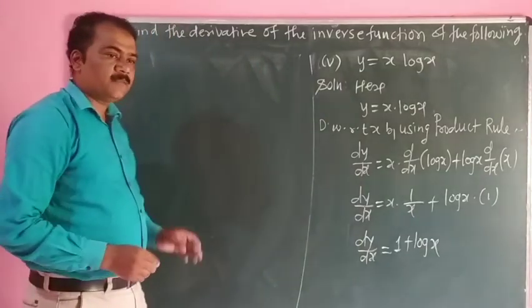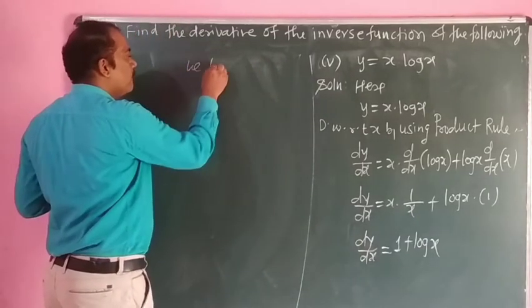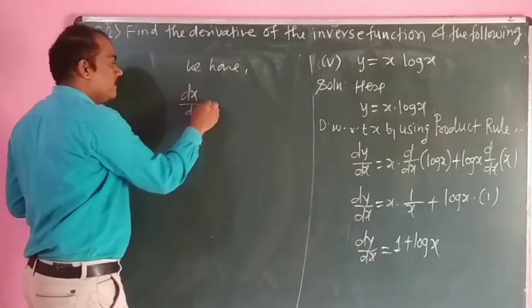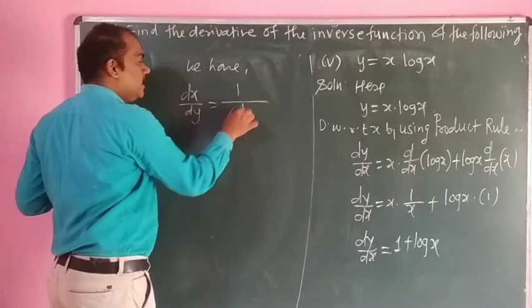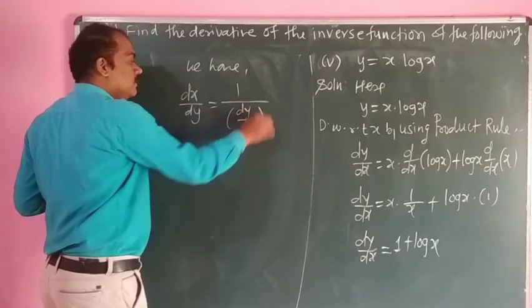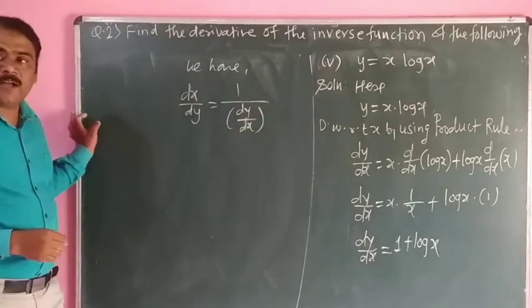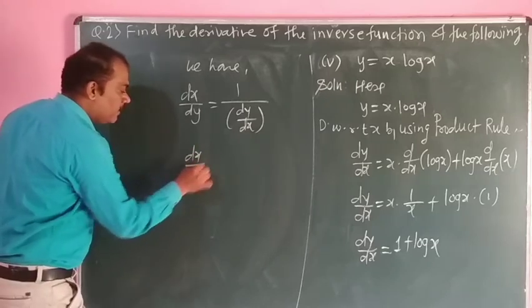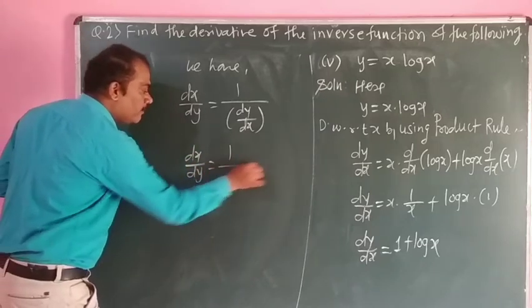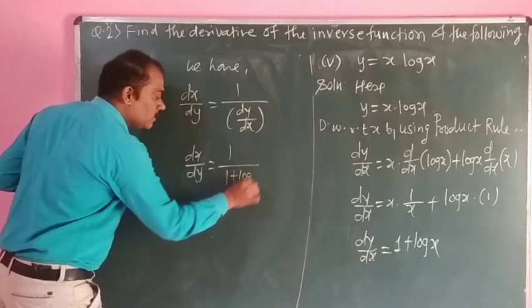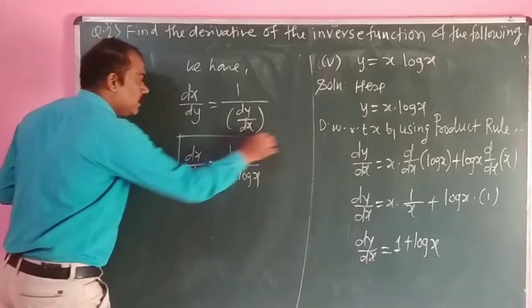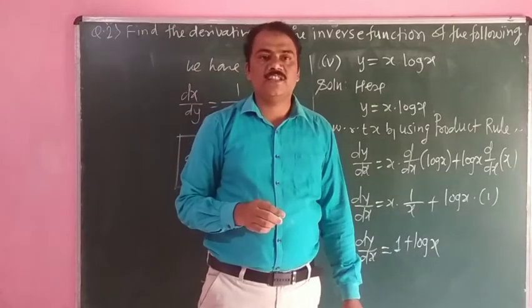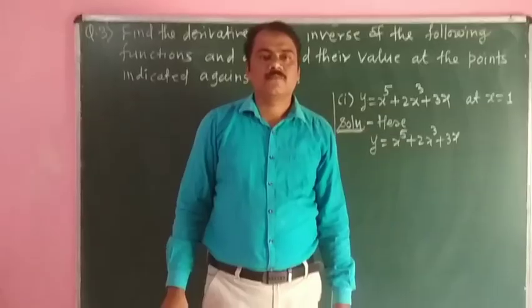We have to find dx by dy, so that dx by dy is equal to 1 upon dy by dx, with dy by dx not equal to 0. So we get dx by dy is equal to 1 upon 1 plus log x, which is the required answer. After that, we have to discuss the next question, that is question number 3.